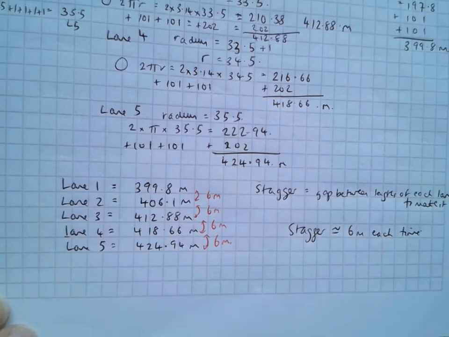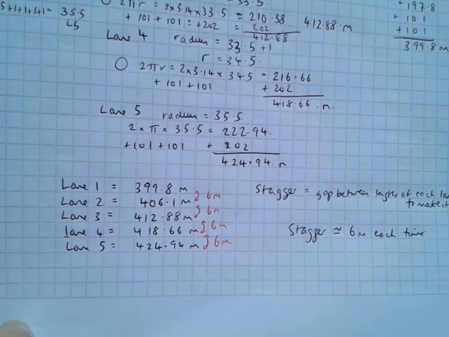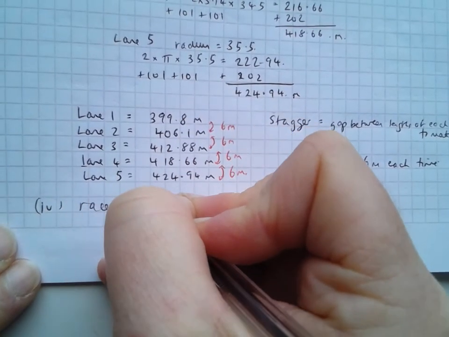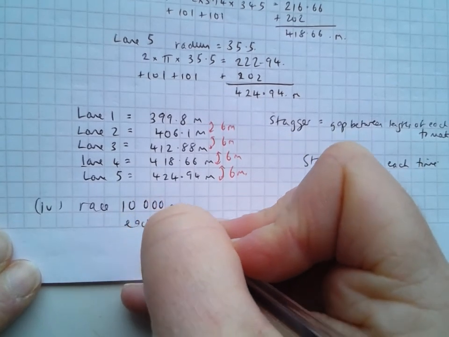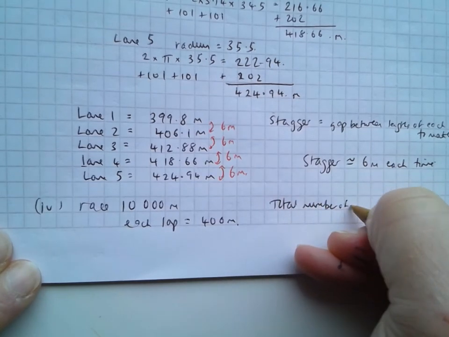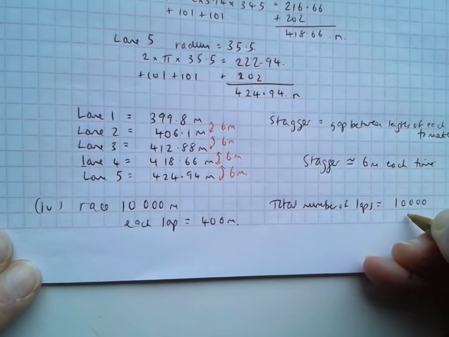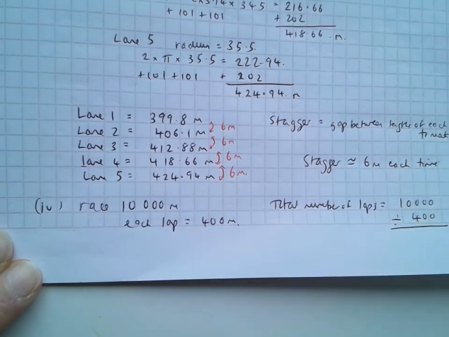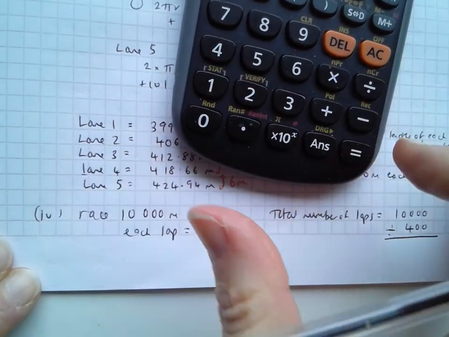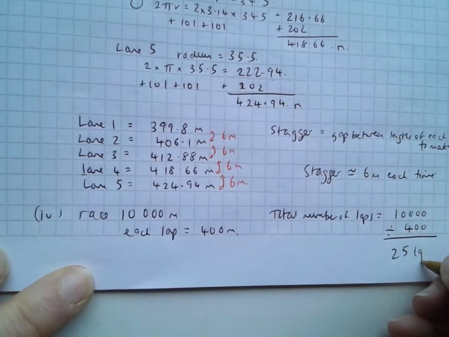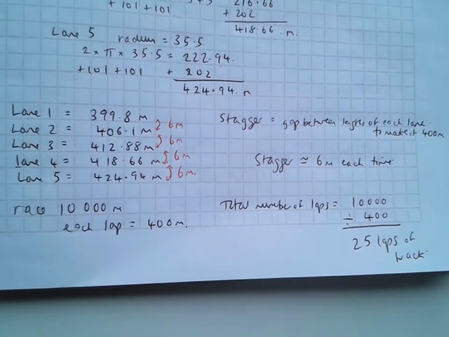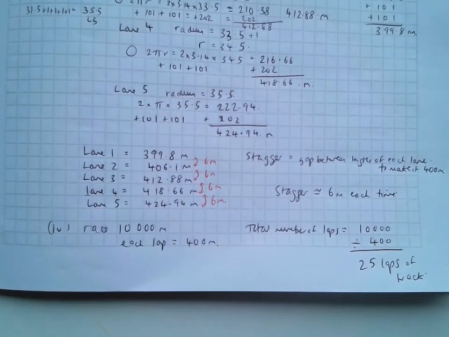How many laps would an athlete have to complete in 10,000 meters? So if the race is 10,000 meters and each lap equals 400 meters, then the total number of laps is going to be 10,000 divided by 400, which is 25, isn't it? Let's just double check. 10,000 divided by 400, which is 25 laps of the track. Okay, I didn't like that question at all. It's very bitty, and they probably thought they were being very smart, but there you go. Okay, so that's the end of that one.